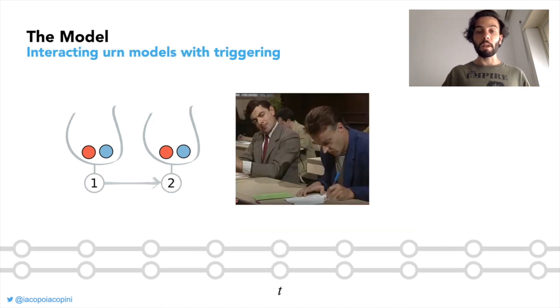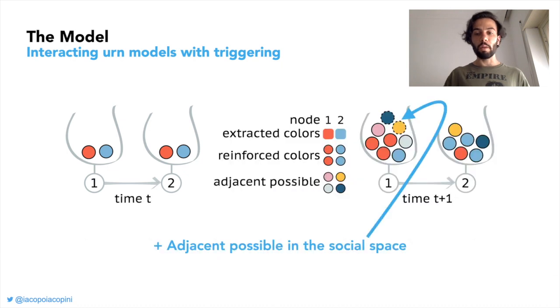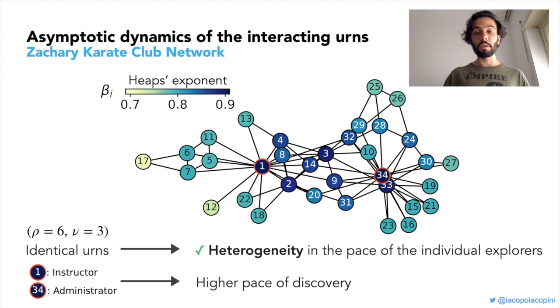What we do here is to couple urn processes together through a social network in a way that you can be inspired by your peers, the neighbors around you in the network. By doing so, for example, the process of urn 1 can get access to the unique colors belonging to the urn of node 2. This is what we call the adjacent possible in the social space. We put this, of course, on the most famous social network of all times, and you see that we can recover the heterogeneity in the pace of the individual explorers as given by the Heaps exponent.